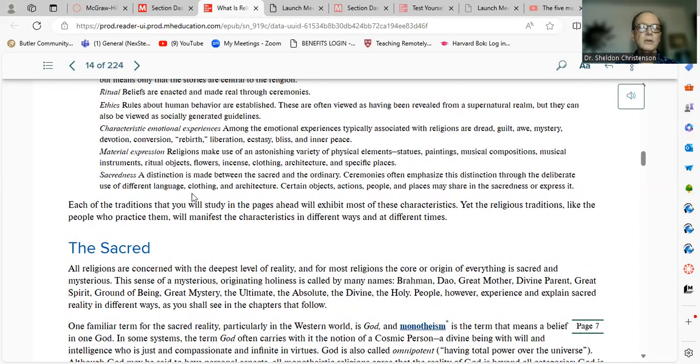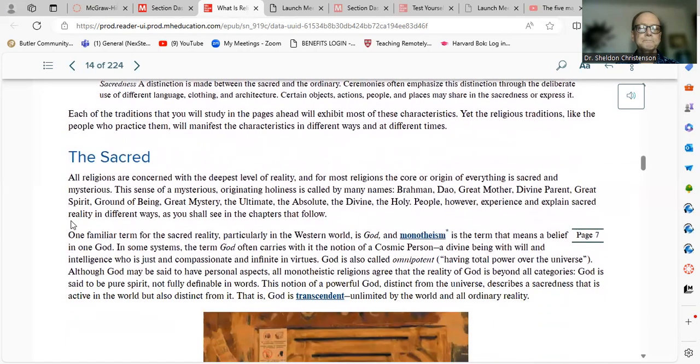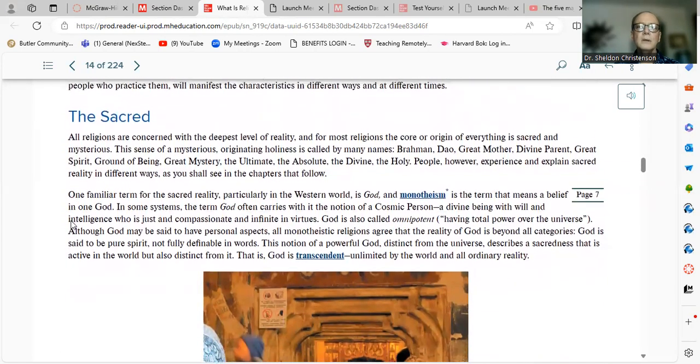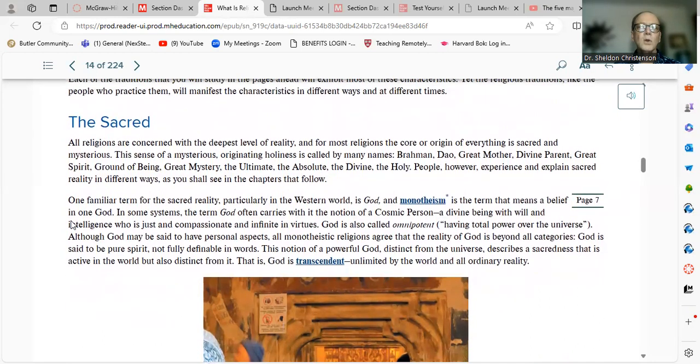There's going to be sacredness, a distinction made between the sacred and the ordinary. What are ordinary things and what things are sacred? Our religions have a concern with the deepest level of reality for them. And for most religions, the core or origin of everything is sacred and mysterious.